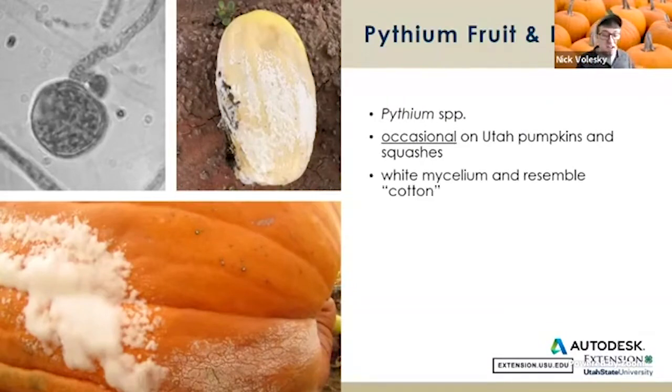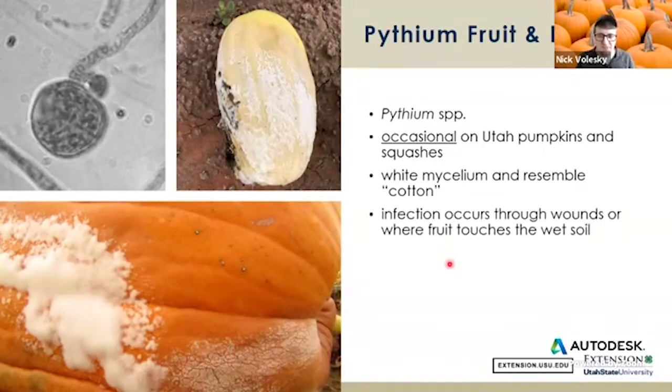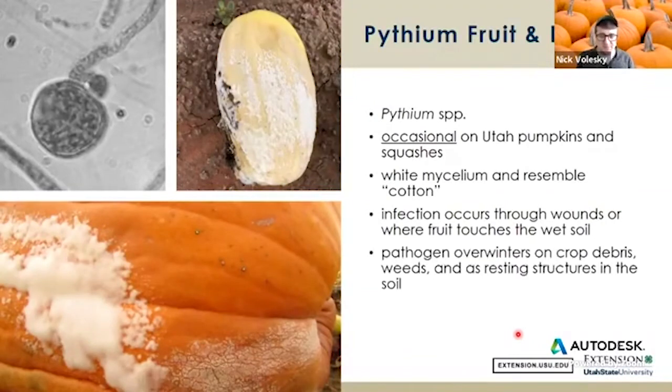They occur occasionally, and its identifying characteristic is this white mycelium growth, which kind of looks like cotton on the fruit structure. And the infection occurs through wounds on the plant, where the fruit touches the wet soil. The pathogen overwinters on crop debris and weeds and on resting structures in the soil.